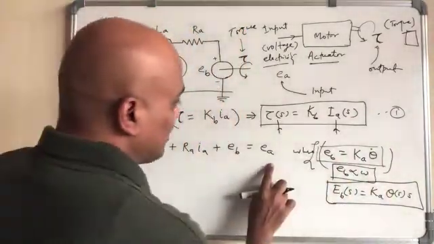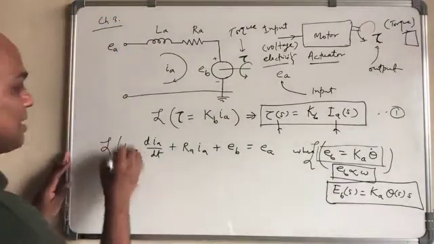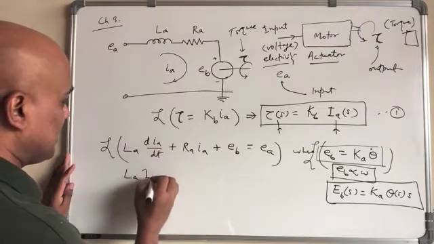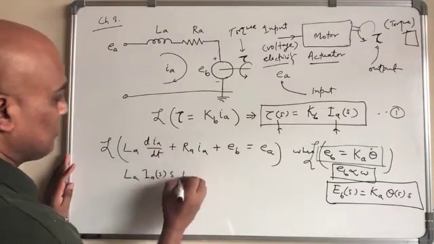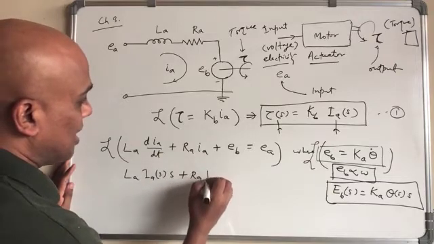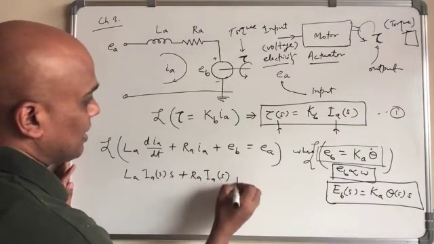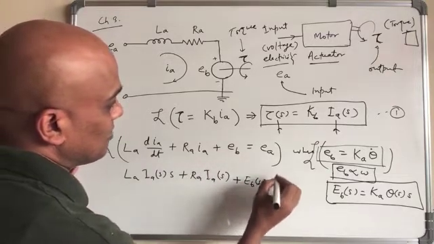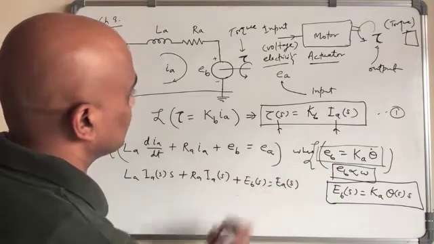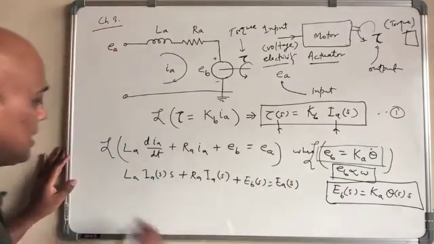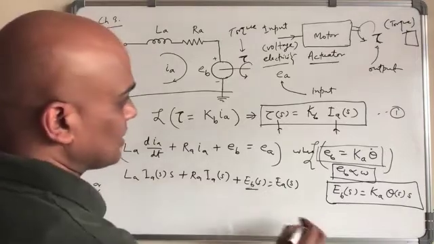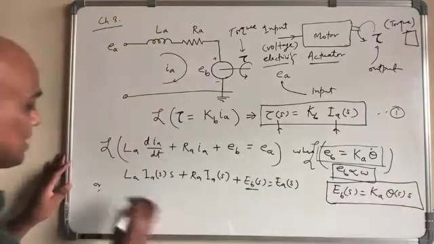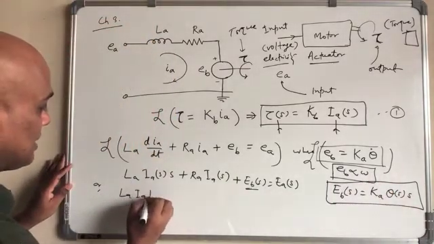Okay. Now we have this equation, so we take a Laplace transform of that, and what we get is La, and from here we get Ia s times s plus Ra, plus Eb s, will be equal to Ea s. Or Eb s, we can write in terms of Ka times theta s, like that. So we have La, Ia.